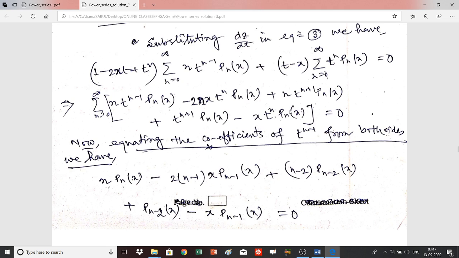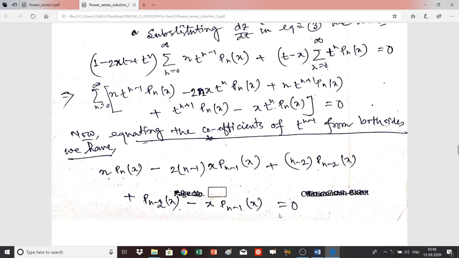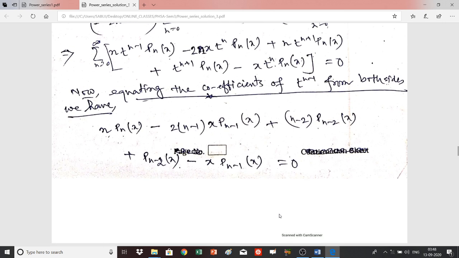And from this term, straightaway you can write here that x into pn minus 1, because in this case n should be replaced by n minus 1. So we actually get this line by equating the coefficient of t to the n from both sides. That will be zero since the right hand side has nothing.